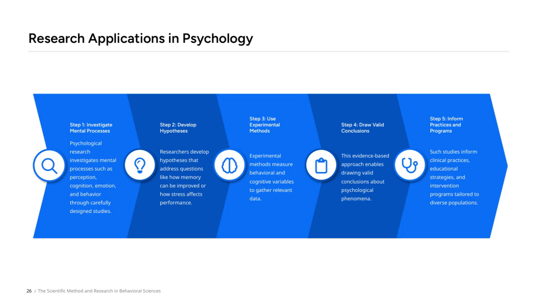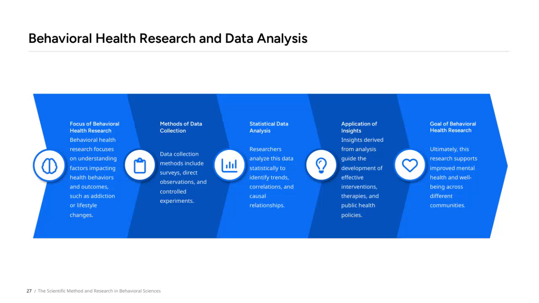To test these ideas, experimental methods are used to measure behavioral and cognitive variables, allowing for the collection of precise data. This evidence-based approach helps us draw valid conclusions about various psychological phenomena. Ultimately, these findings inform clinical practices, educational strategies, and intervention programs that are tailored to meet the needs of diverse populations. Behavioral health research centers on understanding the various factors that influence health behaviors and outcomes, such as addiction and lifestyle changes.